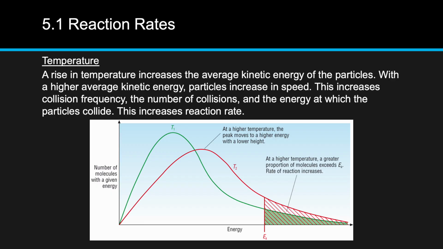So this distribution shows the spread of particle energies at a given temperature. When a temperature increases, the curve becomes wider and shifts to the right, meaning more particles have higher energies. And as a result, a larger fraction of particles are going to have enough energy to exceed that activation energy, which is shown by this E sub A line here. And because more collisions now have sufficient energy to be successful, the reaction rate is going to increase significantly.